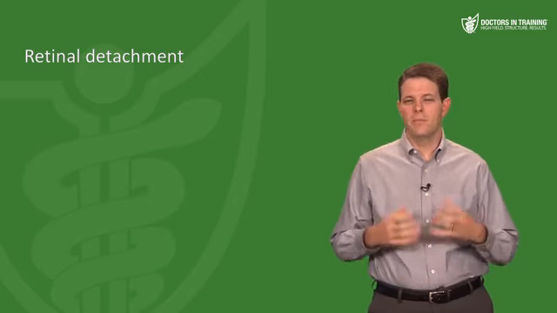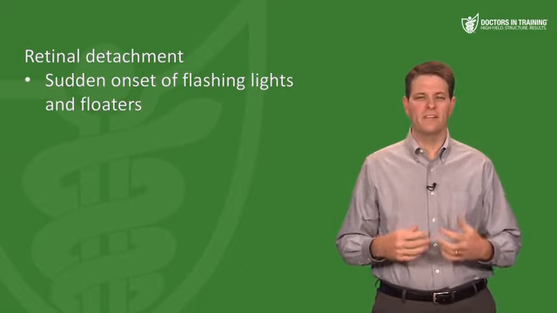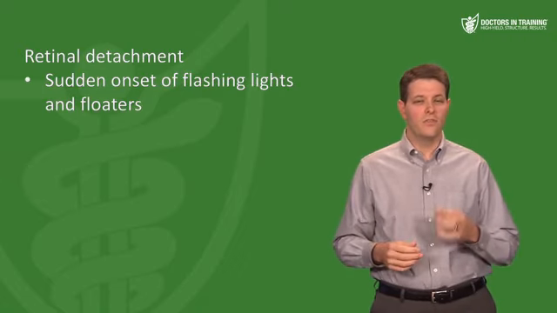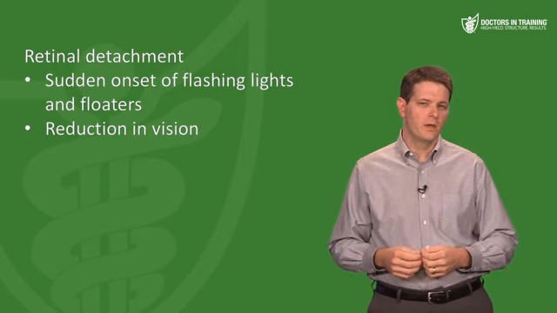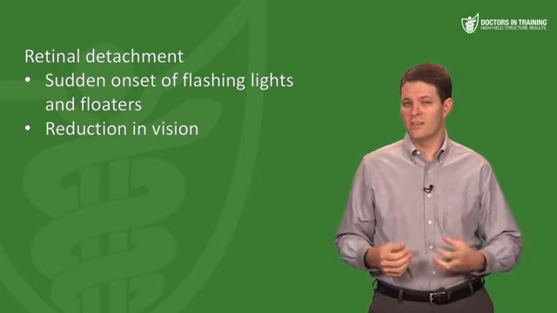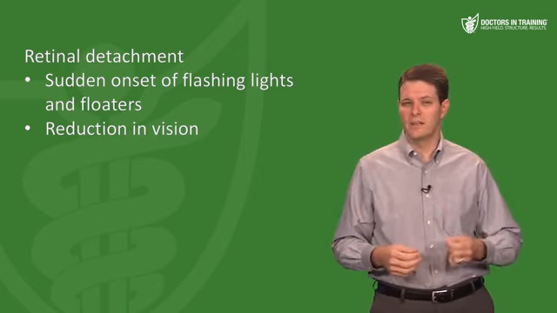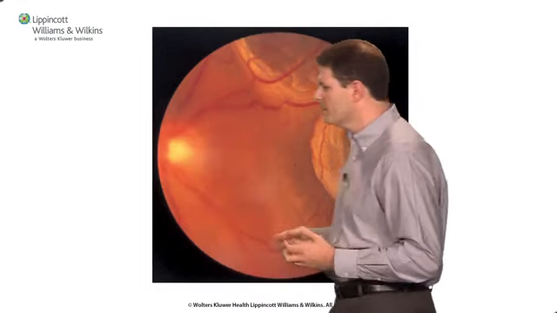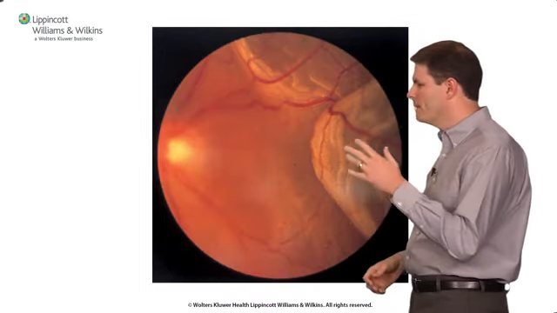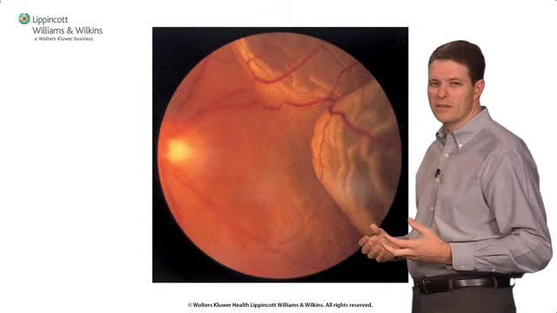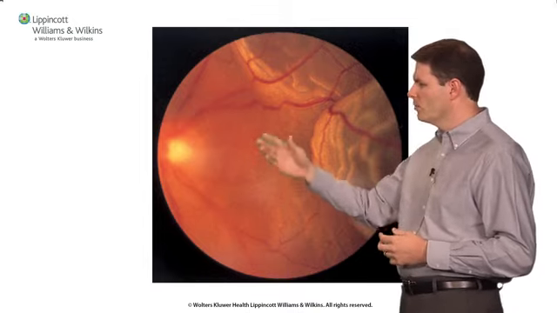Retinal detachment isn't painful because the retina has no pain receptors, but patients experience a sudden onset of flashing lights and floaters followed by a reduction in vision. And obviously this can result in permanent vision loss if the retina isn't surgically reattached in a timely manner. Now on fundoscopic exam, a detached retina has this sort of billowy, wrinkled, somewhat pale appearance in contrast to the smooth, normal retina.